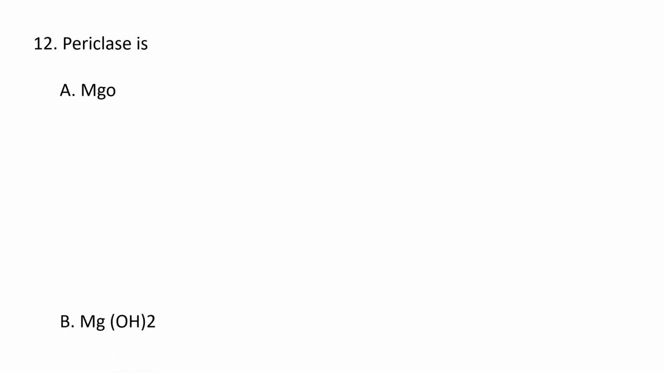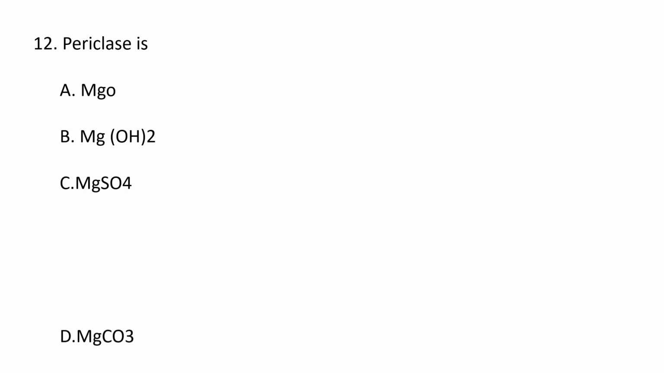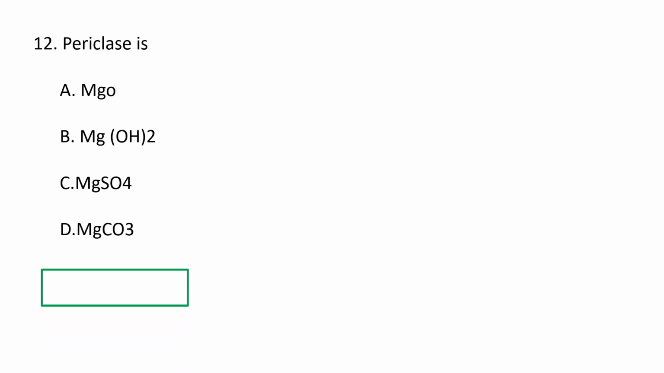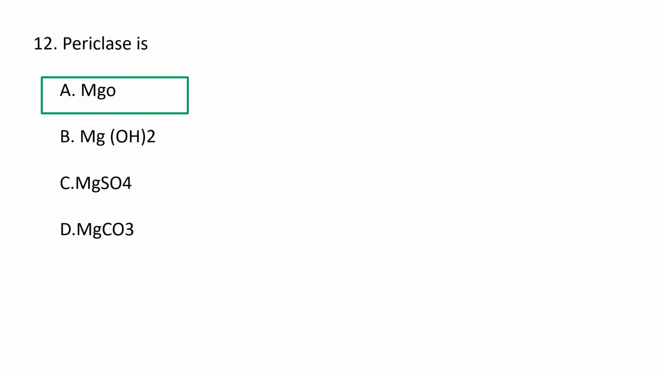Next question. What is the chemical composition of periclase? Periclase is A. MgO, B. Mg(OH)2, C. MgSO4 and D. MgCO3. So periclase is a magnesium oxide. The correct answer is A, MgO.